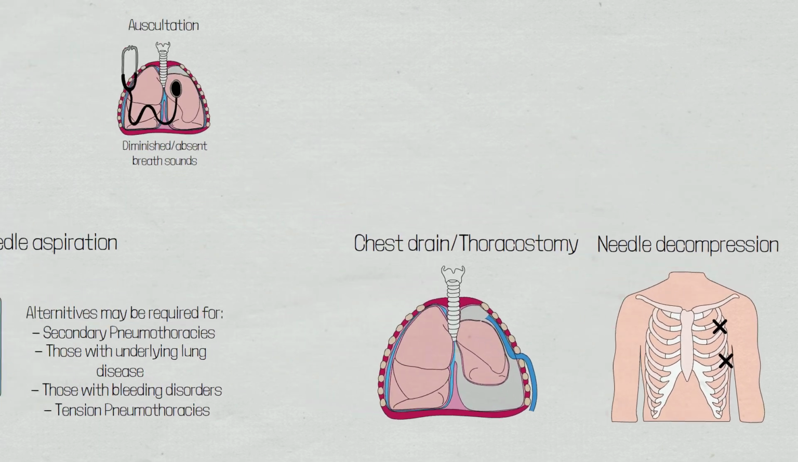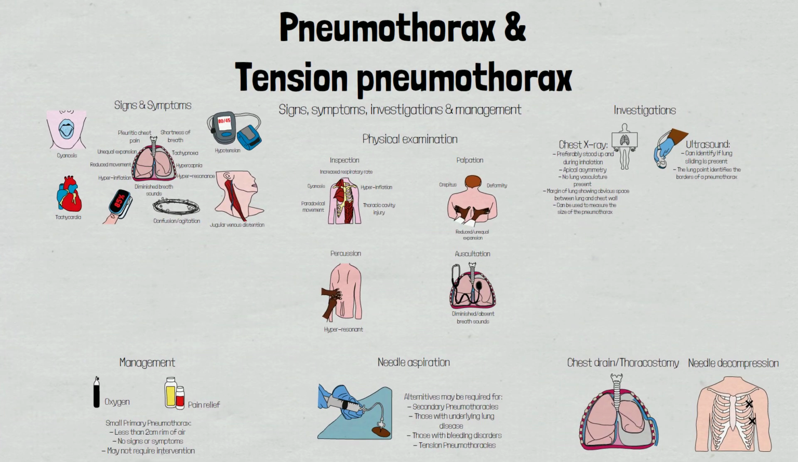Continuous reassessment is essential. To recap, signs and symptoms associated with a pneumothorax and tension pneumothorax include a sudden onset of shortness of breath, chest pain, tachycardia, reduced breath sounds, reduced oxygen saturations, and hypotension. Thorough assessment and history taking is essential to identify the possibility of a pneumothorax and tension pneumothorax.